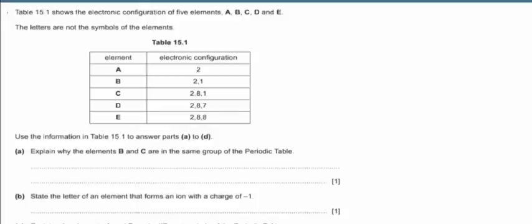So this is chemistry or science paper 2. The question is saying table 15.1 shows the electronic configuration of 5 elements A, B, C, D and E. The letters are not the symbols of the elements. So on the right hand side here we have the electron configuration of these elements on the left hand side.